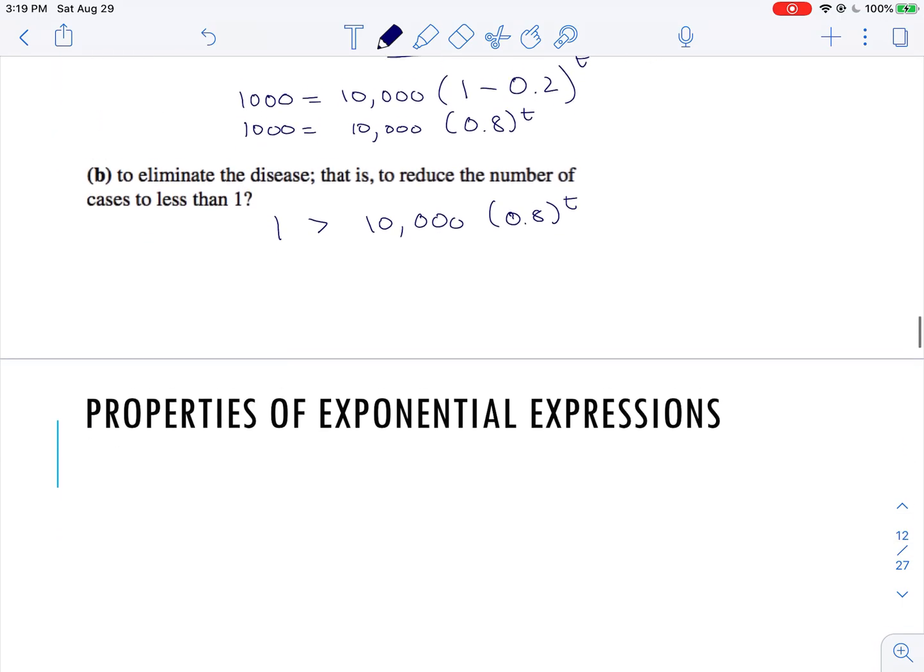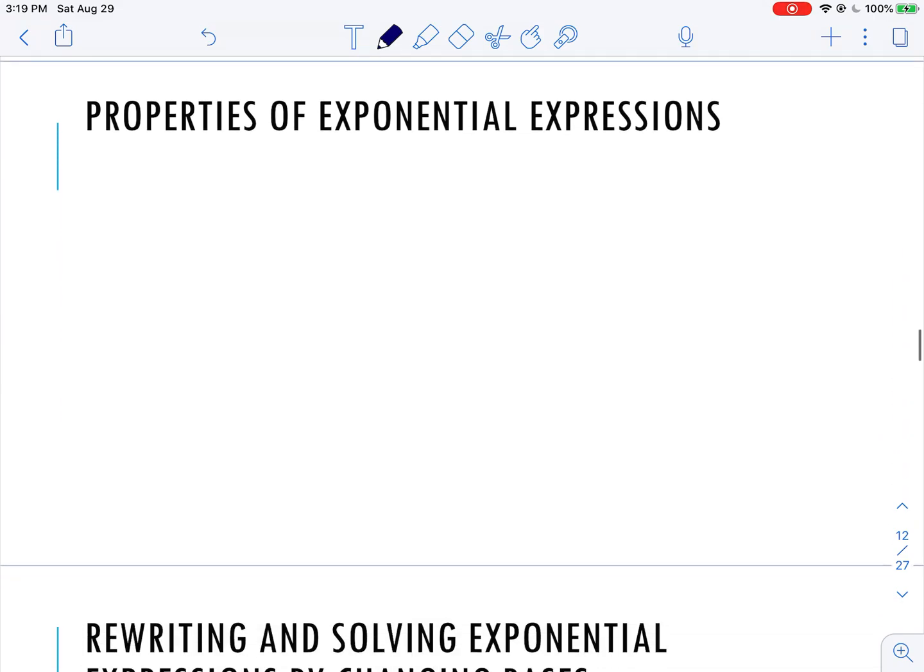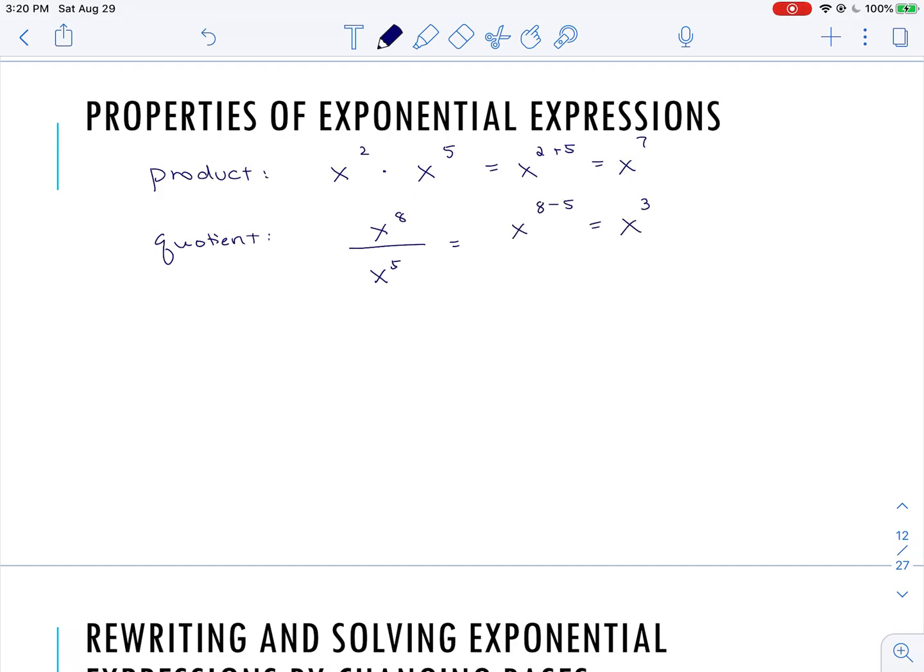Properties of exponential expressions. Hopefully you guys remember all the properties of exponents. You've got the product property, and that tells you if you multiply two things with the same base, so x to the second times x to the fifth, you can add their exponents, and this would be x to the seventh. You have the quotient property of exponents. So if I had x to the eighth over x to the fifth, you subtract their exponents and you would have x to the third.